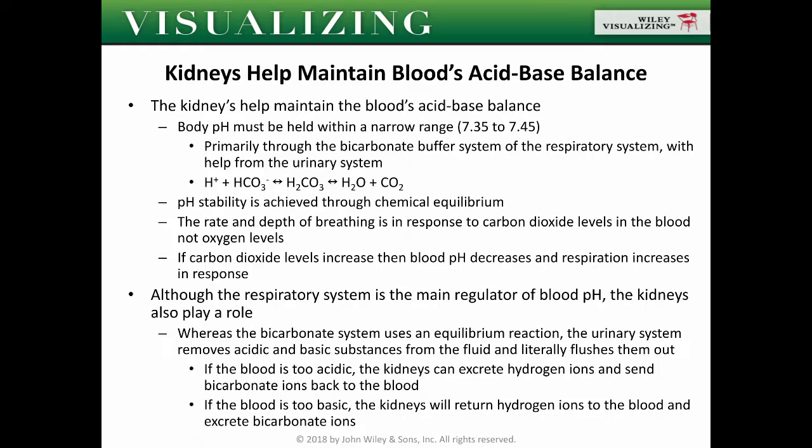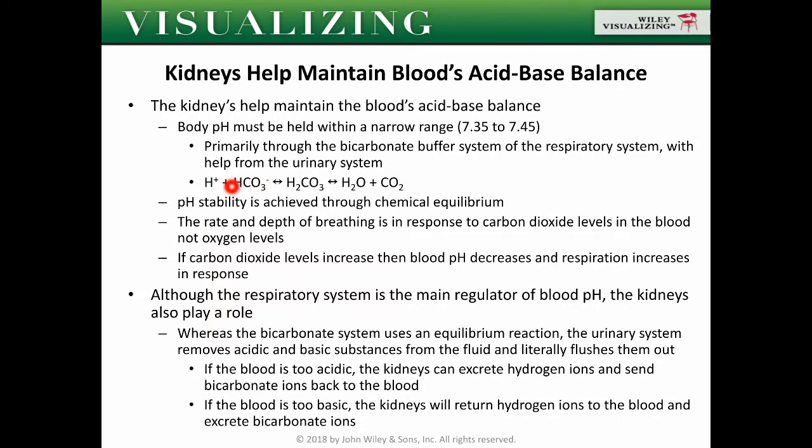So, how does it do that? The body pH must be held within a narrow range. This is around 7.35 to 7.45, so plus or minus a pH of 0.1. This is done primarily through the bicarbonate buffer system of the respiratory system with help from the urinary system. So, you have your protons. Basically, this is your bicarbonate buffer system.